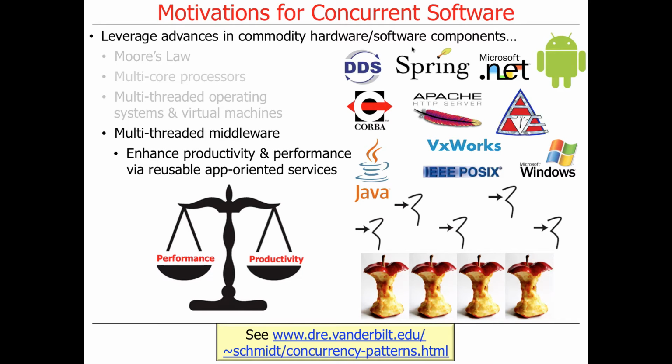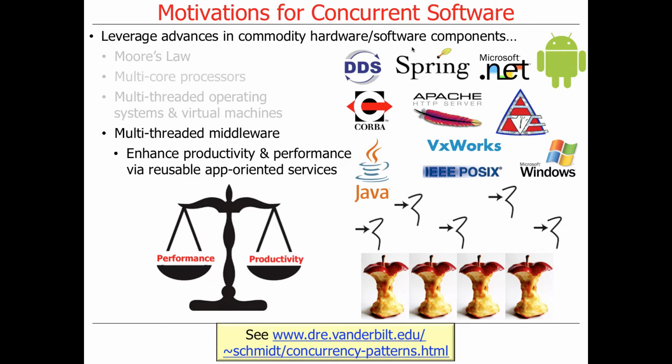Most people, however, don't program at the operating system level. They program at higher level frameworks, and those frameworks consist of something called middleware, which are basically layers of software that sit on top of the operating systems, which in turn sits on top of the underlying hardware, and the middleware basically enhances productivity and performance via reusable application-oriented services. So they're basically ways of being able to raise the level of abstraction.